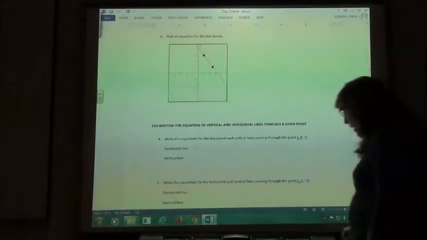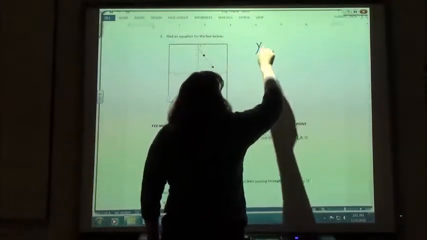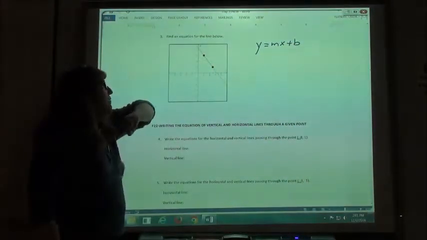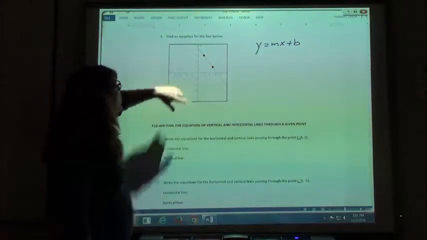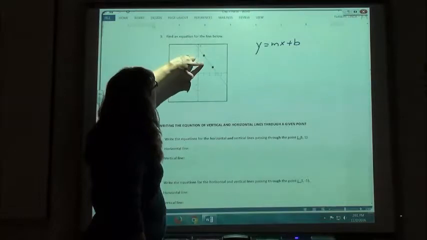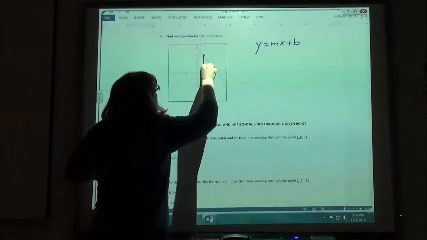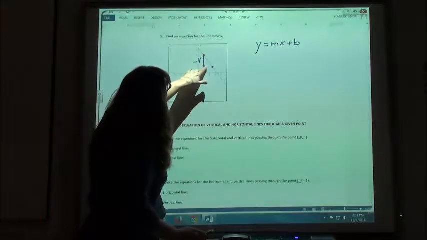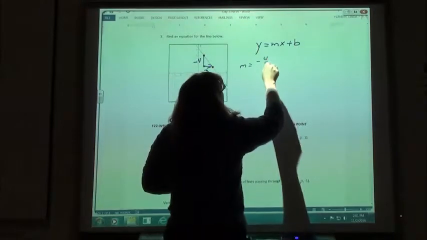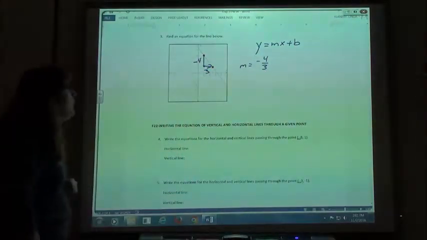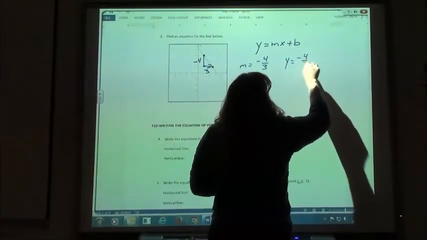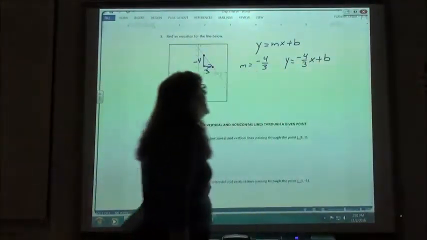Number 3 then. Here again we're going to find the equation of our line. We want it in the form of y equals mx plus b. Here we just have the graph, so we could just go ahead and count our slope, unless you like to use the formula. But I'm going to start here. I'm going to go 1, 2, 3, 4 down. So that would be negative 4. And 1, 2, 3 to the right. So m is going to equal negative 4/3. I went 4 down and 3 to the right. So y equals negative 4/3 x plus some number b that I still have to find.